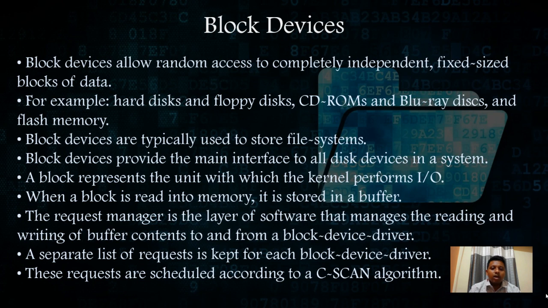A block device allows random access to completely independent fixed size blocks of data. For example, hard disk and floppy disk, CD-ROMs and Blu-ray disks, and flash memories. Block devices are typically used to store file systems. Block devices provide the main interface to all disk devices in the system. A block represents the unit with which the kernel performs input and output. When a block is read into memory, it is stored in a buffer.